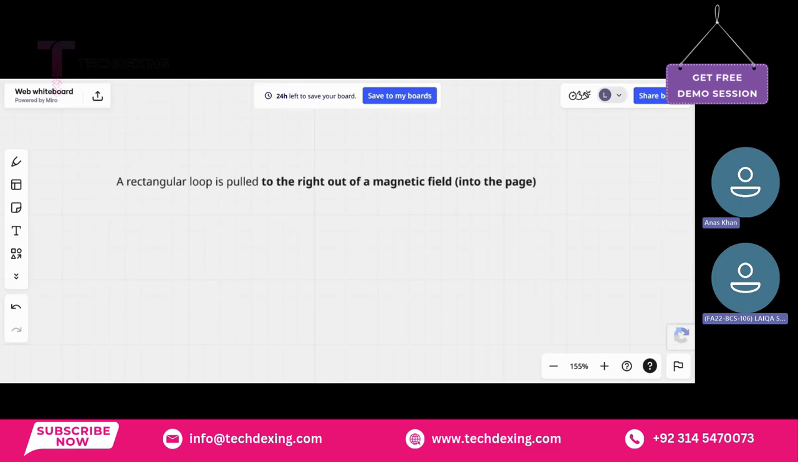In the first step, we have to check whether the flux is increasing or decreasing. What will be the effect on the flux? This is what we check in the first step. Is the flux into the page increasing or decreasing? It's written that the loop is pulled to the right out of a magnetic field. Out of a magnetic field means the flux is getting increased or decreased? The rectangular loop is being pulled out of the field. So what would be the effect on the flux?